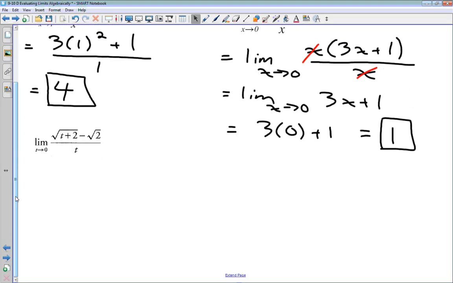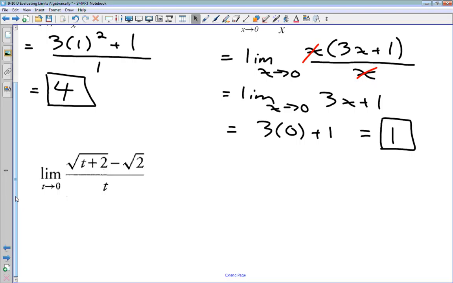Now, occasionally, you will get something that looks like this. This is the limit as t goes to 0 of the square root of t plus 2 minus root 2 all divided by t. What are you going to try first? And will it work?